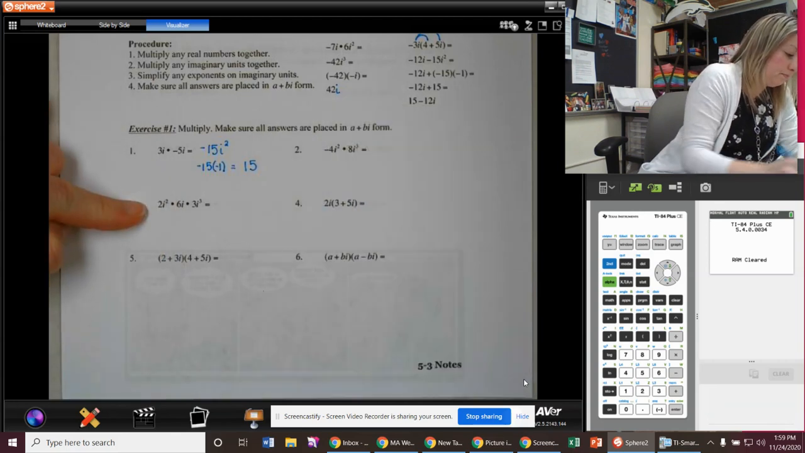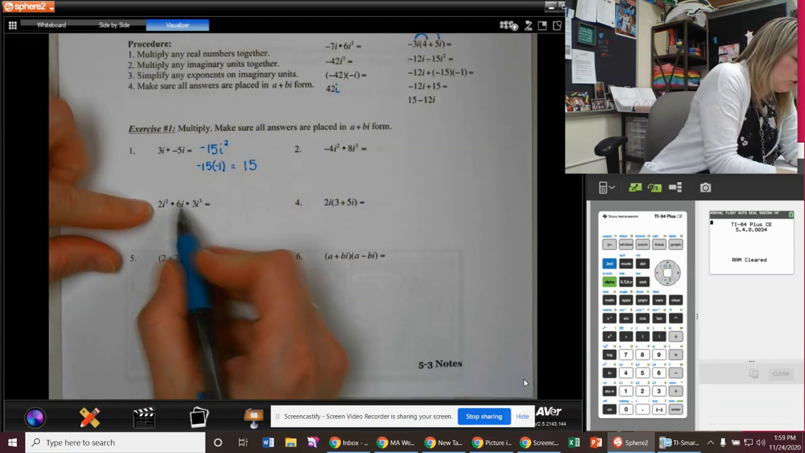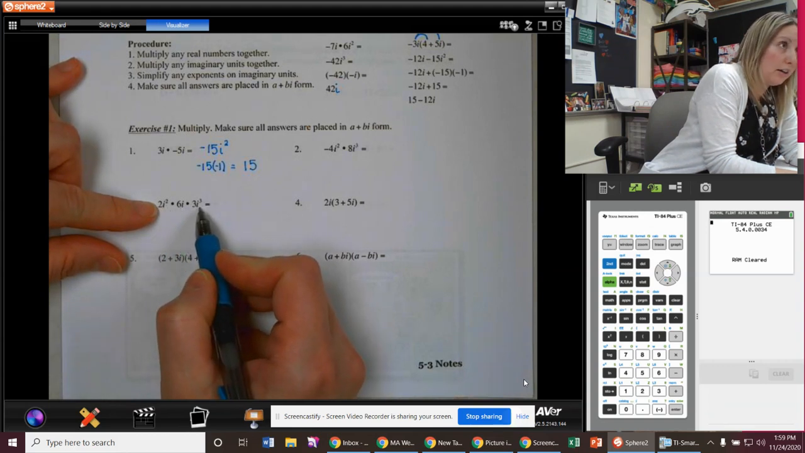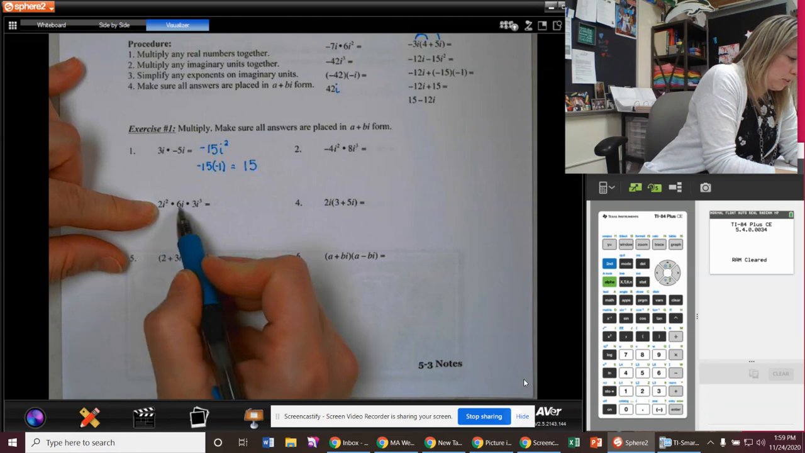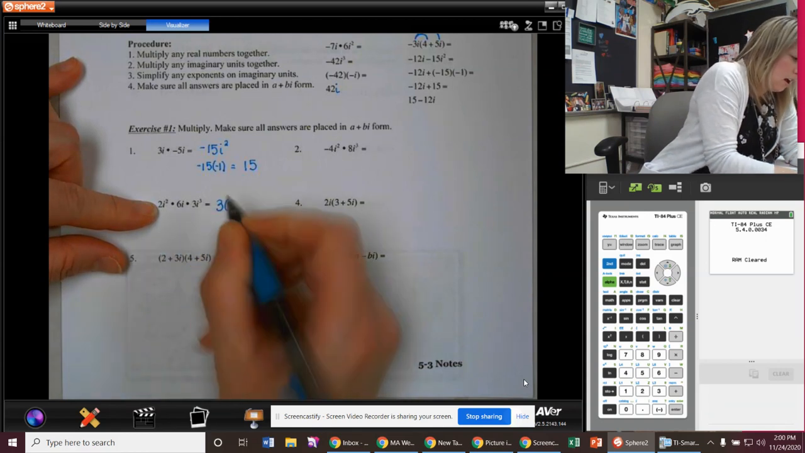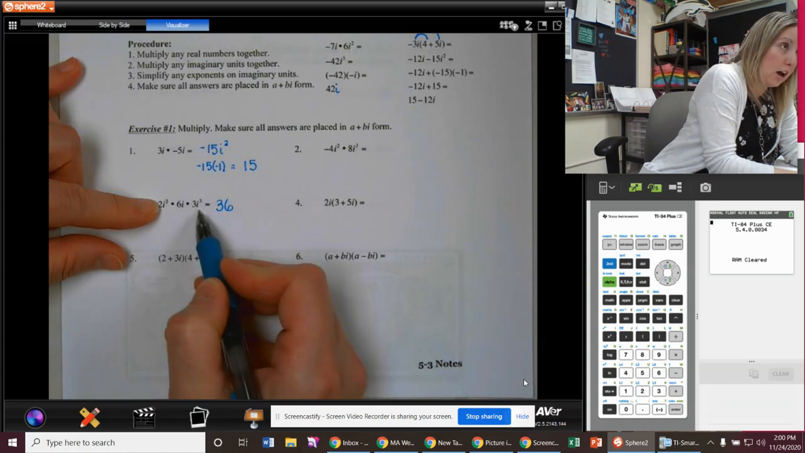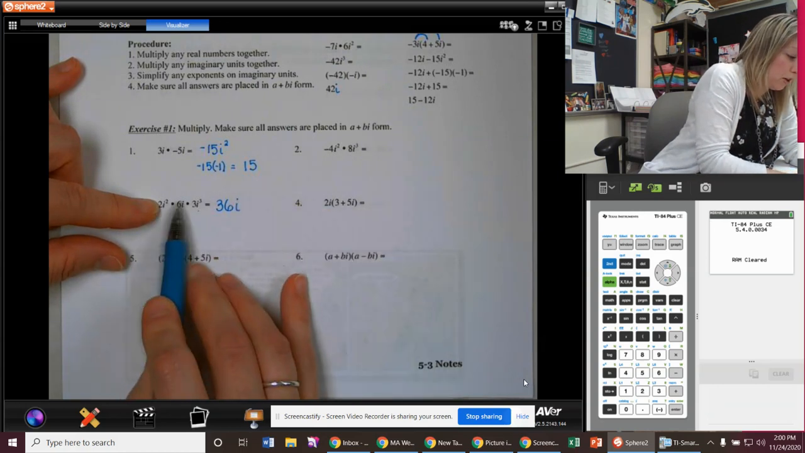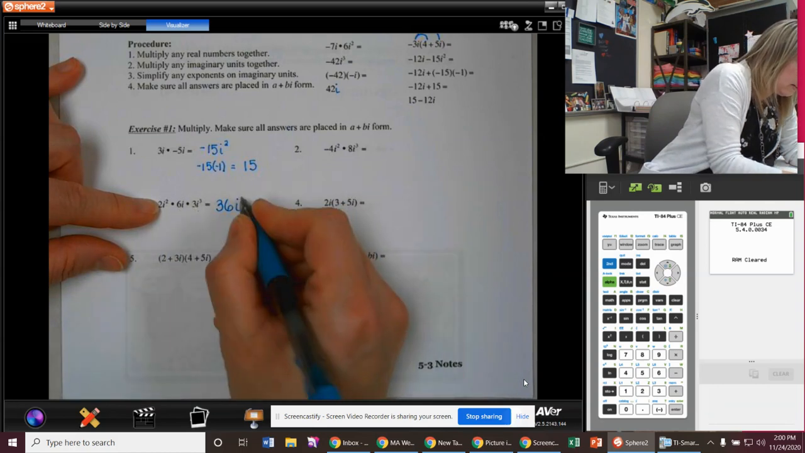So right here, 2i squared times 6i times 3i cubed. 2 times 6 is 12. 12 times 3 is 36. I squared, I to the first, I to the third, they're all the same base, so add up their exponents. 2 plus 1 is 3, 3 plus 3 is 6.